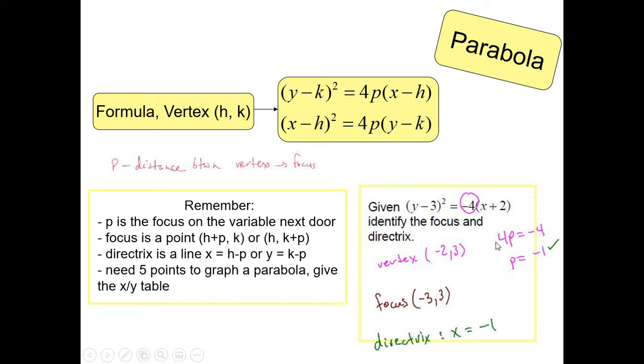My vertex is at -2, 3. And my focus, using these equations here, is going to be at -3, 3. My directrix from this equation here is going to be equal to x equals -1. So I'll let you jot that down. But again, I don't want to go through each step individually because it'll take too long.